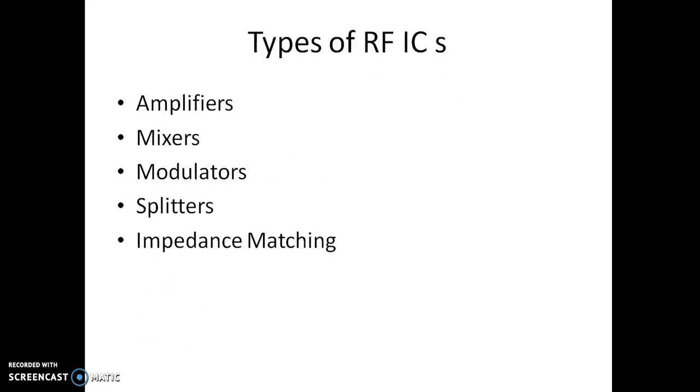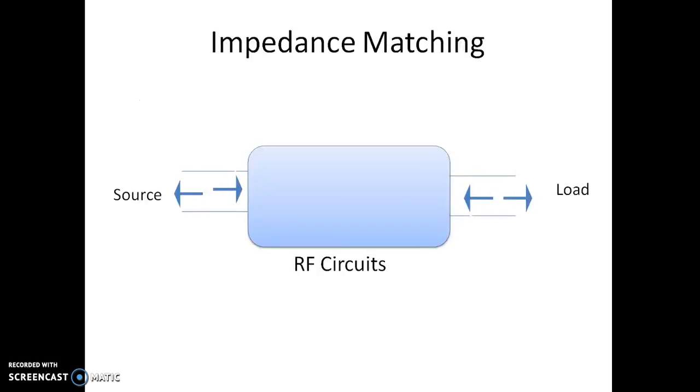The types of RF ICs are amplifiers, mixers, modulators, splitters, and impedance matching ICs. So these are the few important RF ICs that we'll be discussing in this particular course: amplifiers, mixers, modulators, splitters, and the impedance matching ICs. So this is what impedance matching is.